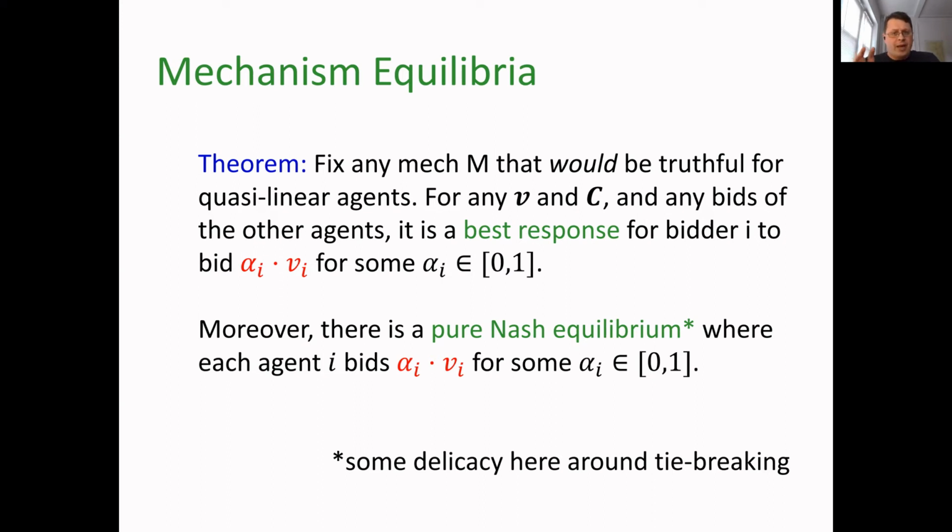I want to point out that the existence of a pure Nash equilibrium requires some delicacy around tie breaking that I'm going to slide under the carpet in this talk, but please see the paper for more details about this. I also want to emphasize that I'm talking about pure Nash equilibrium here. In particular, the model is not a model of Bayesian updating with stochastic valuations. We're assuming the valuations are fixed, and we're looking at equilibria of the resulting game where the agents are declaring their reports to the mechanism.